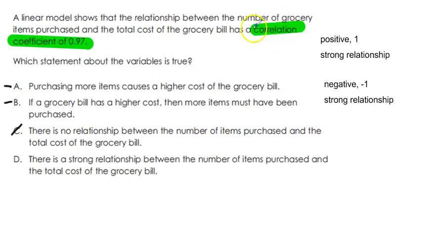It's specifically asking us about this correlation coefficient of 0.97, and that's exactly what the best answer is trying to get out of us, that we know that the number 0.97 is a strong relationship. So our best answer is, in fact, D.